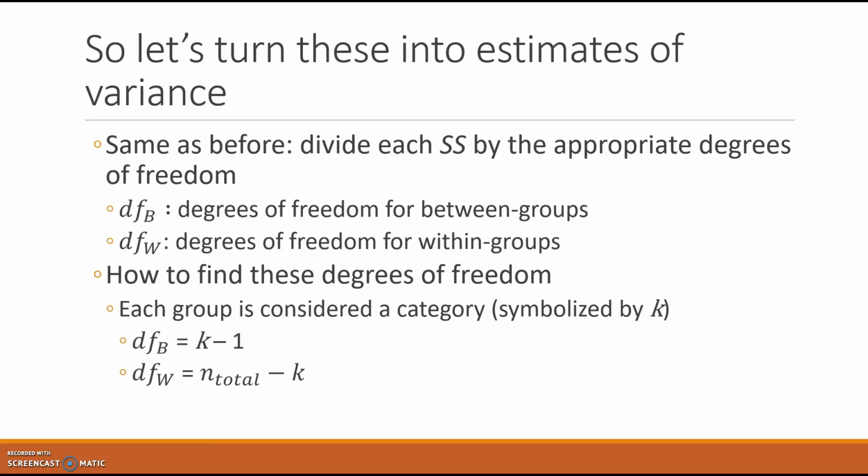For within, this is where we get into number of people and not number of groups. In much the same way that's how we found the sum of squares. So what do we do here? We take the total number of people in the entire study, and you subtract the number of groups from it. So if we have 15 total in our study, you would take 15 minus 3, and the degree of freedom within would be 12.